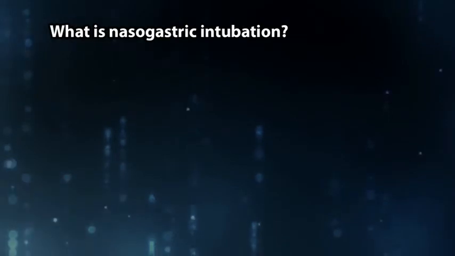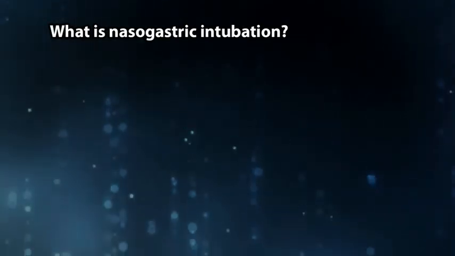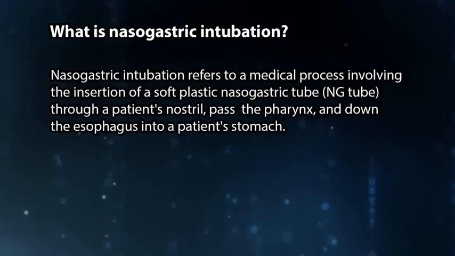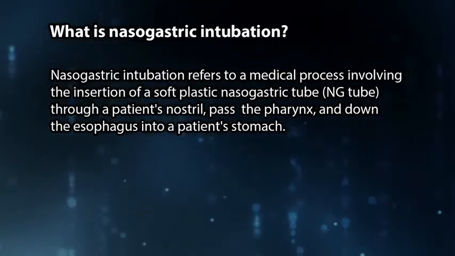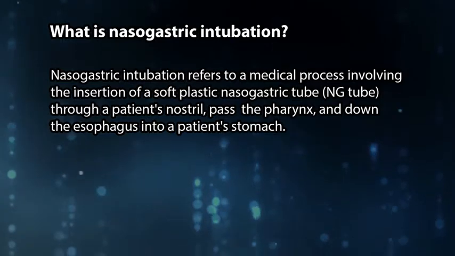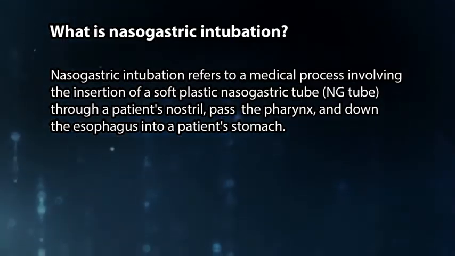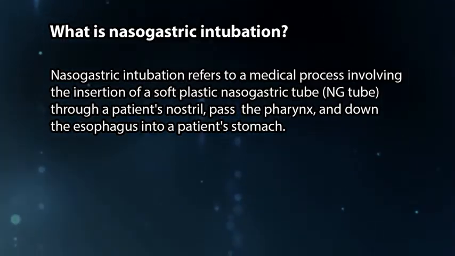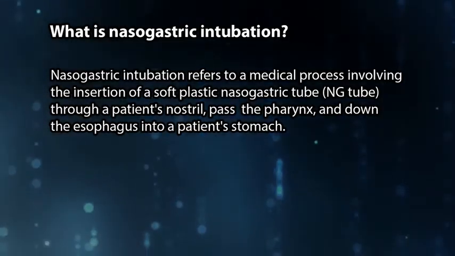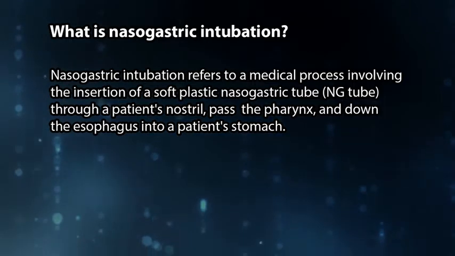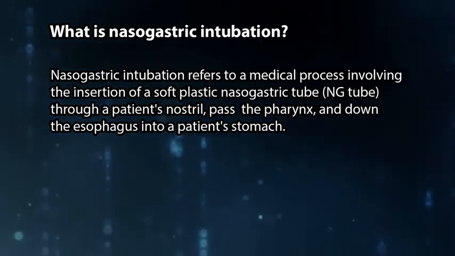What is nasogastric intubation? Nasogastric intubation refers to a medical process involving the insertion of a soft plastic nasogastric tube, or NG tube, through a patient's nostril, past the pharynx, and down the esophagus into the patient's stomach.